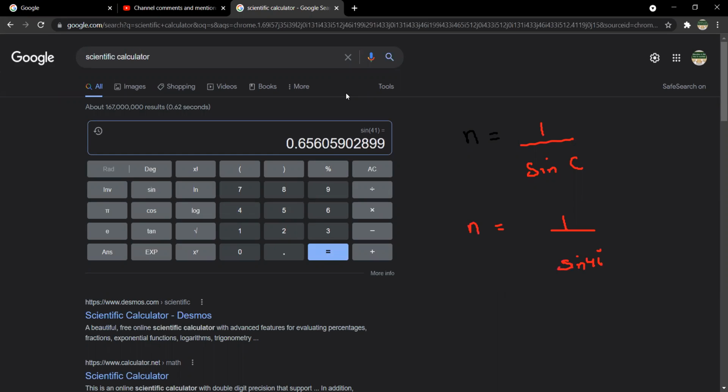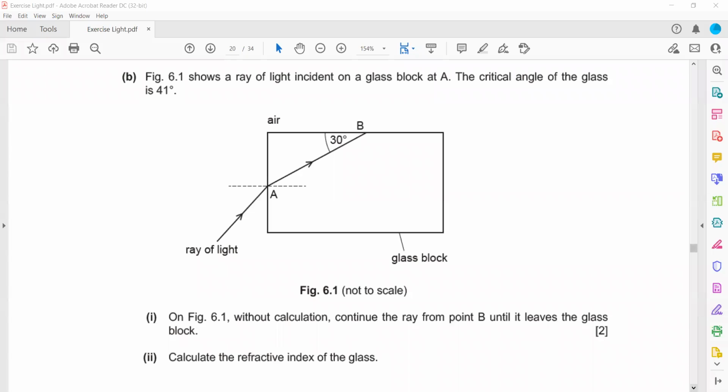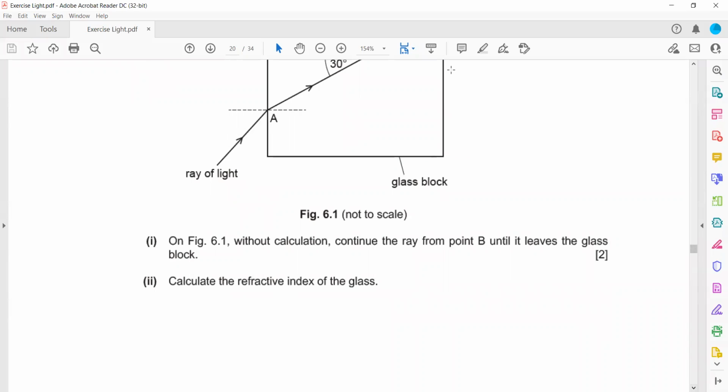Sine 41 is equal to 0.656. So n is equal to 1 divided by 0.656. So the final answer, 1 divided by 0.656, is equal to 1.52. So the refractive index is 1.52, and it does not have any unit. There is no unit for the refractive index, because it is the capability or ability of a medium to bend the light.